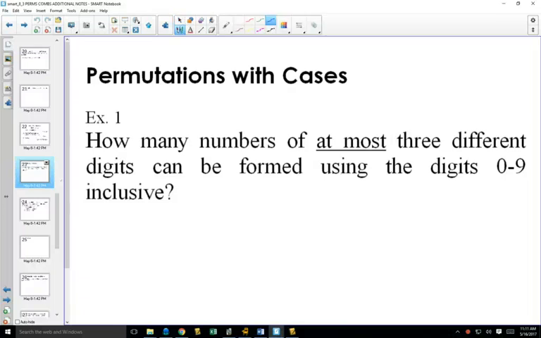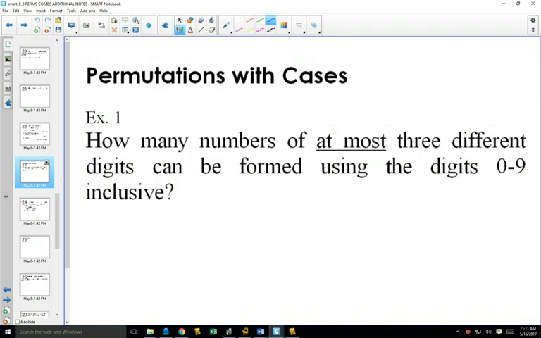Our last topic in permutations is permutations with cases. Sometimes when you try to count something, you can't count it all at once. And it's easier to count it in smaller chunks and then take each of those chunks and add them up, and then you get your total.